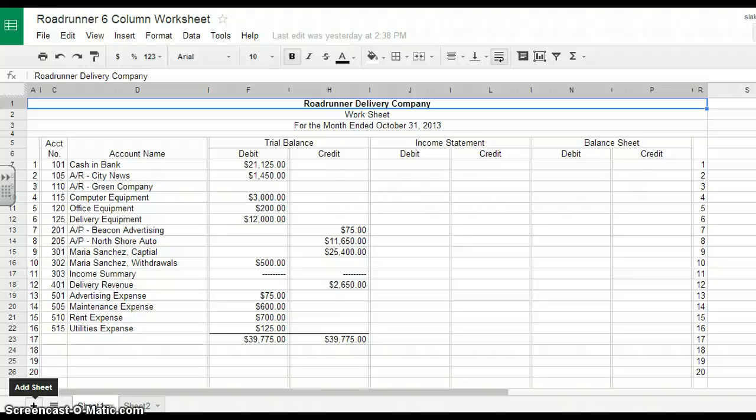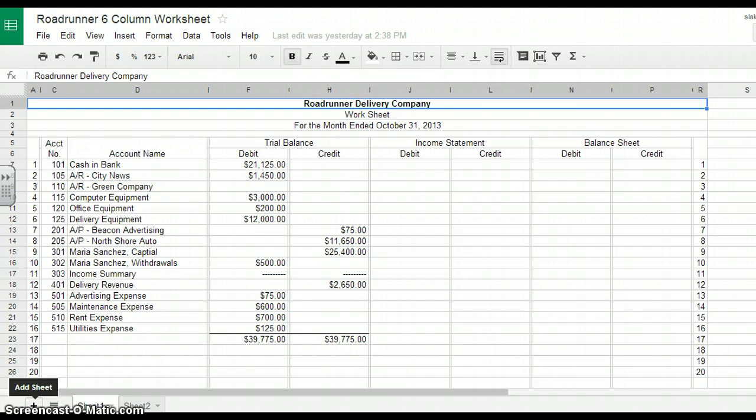Today we're going to start looking at the 6-column worksheet and understand a little bit more about why we use the 6-column worksheet and what items are included in it. What you see here is an example of a 6-column worksheet, or at least the start of it, for Roadrunner Delivery Company, which is the company that we've been using as an example throughout the first quarter of this course.